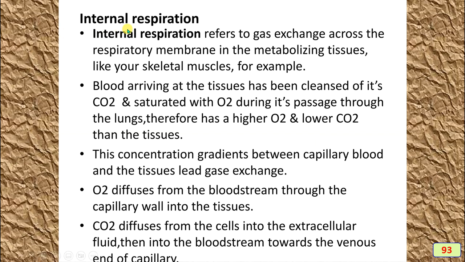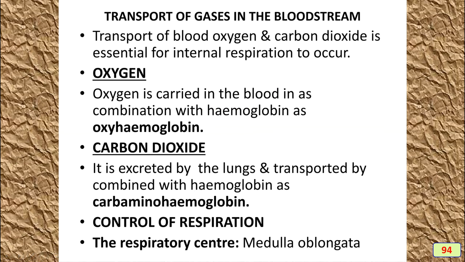So there is a classification of internal respiration and external respiration. Internal respiration is where the capillaries provide oxygen to the skeletal muscles and also the other muscles. Blood arriving at tissues has been cleansed of its carbon dioxide and saturated with oxygen during its passage through the lungs. Therefore, it has higher oxygen and lower carbon dioxide levels. So these are all the things.